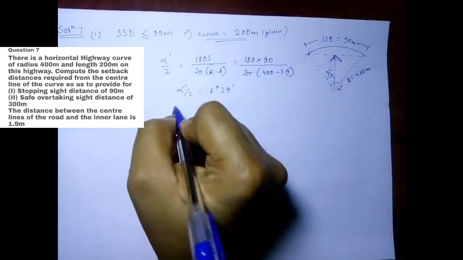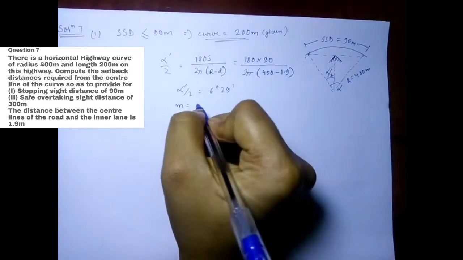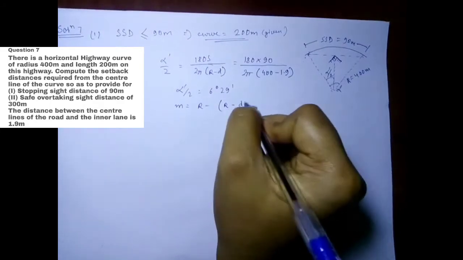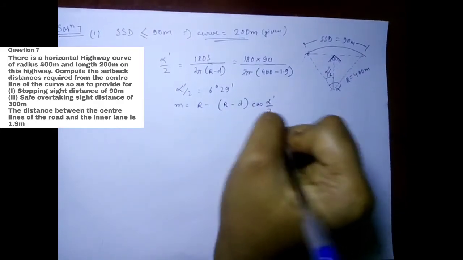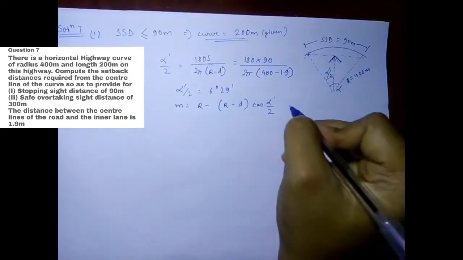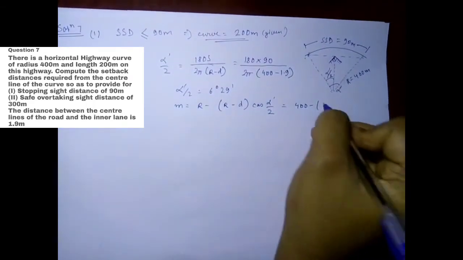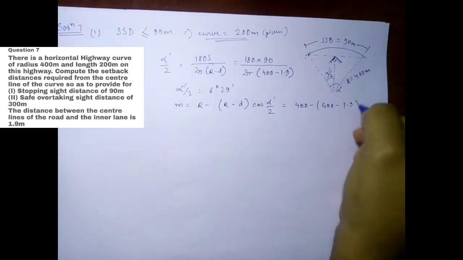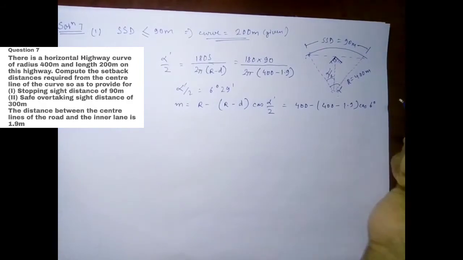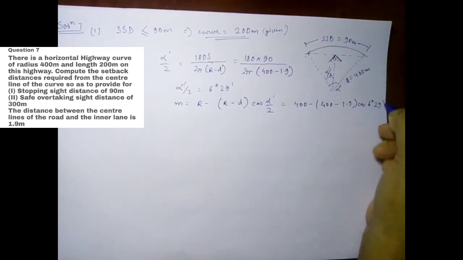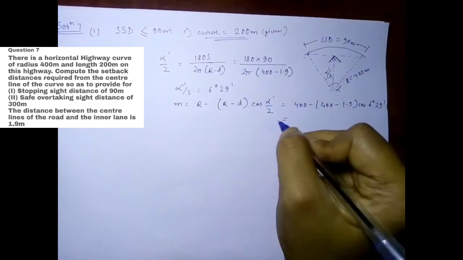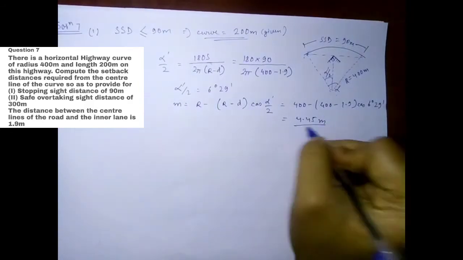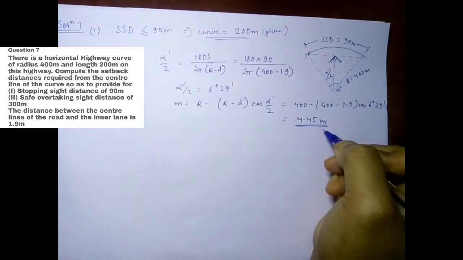Also, m is equal to R minus (R minus d) cos alpha dash by 2, 400 minus 398.1 cos 6 degree 29 minutes. Thus we get m is equal to 4.45 meter as the setback distance for SSD less than equal to 90 meters.